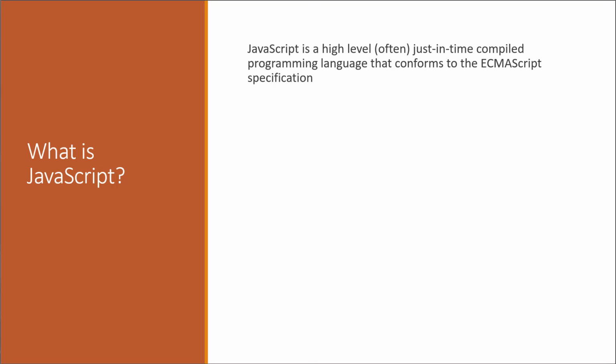High level means it is a more friendlier language to write code with. Just-in-time compiled means the code we write is compiled during execution rather than before execution. ECMAScript specification is a standard that JavaScript adheres to, which ensures the code we write will work across any browser. Hopefully, you're now clear on what JavaScript is.